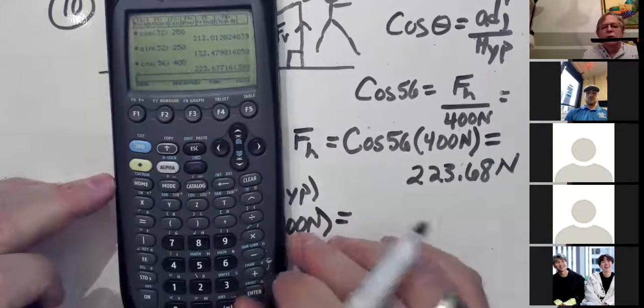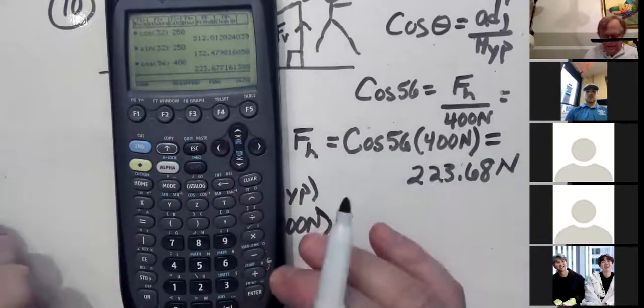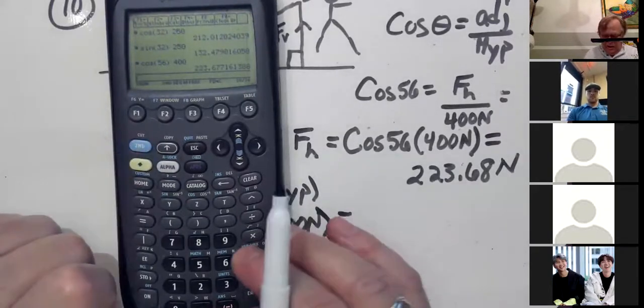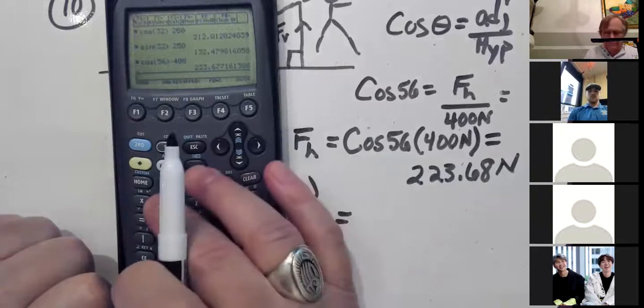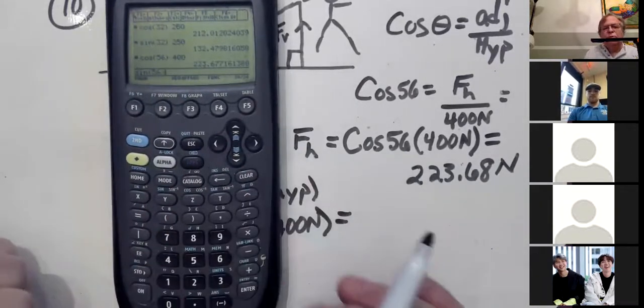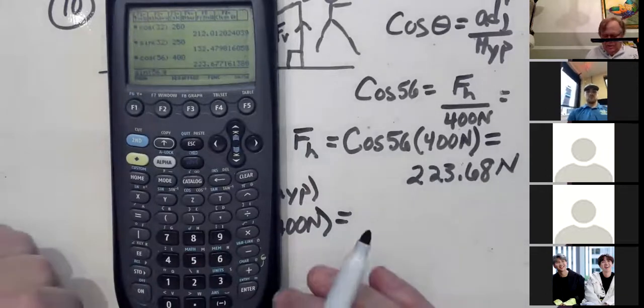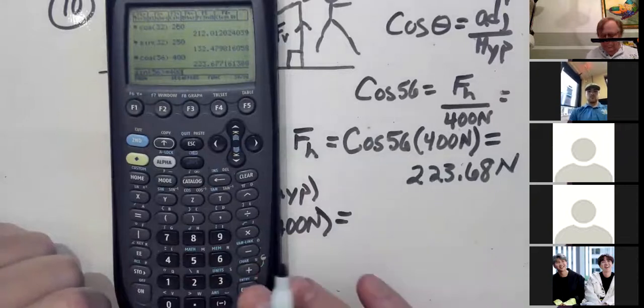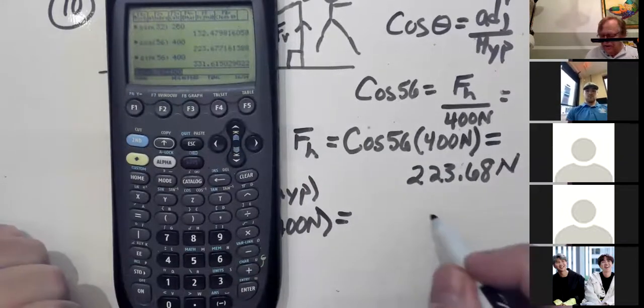All right, so let's hit second, and then sine, and then 56, close the parentheses, and then times 400. And there's my second answer.